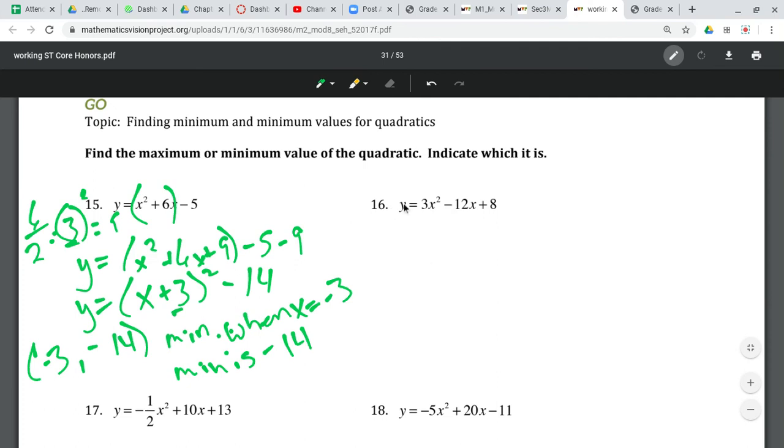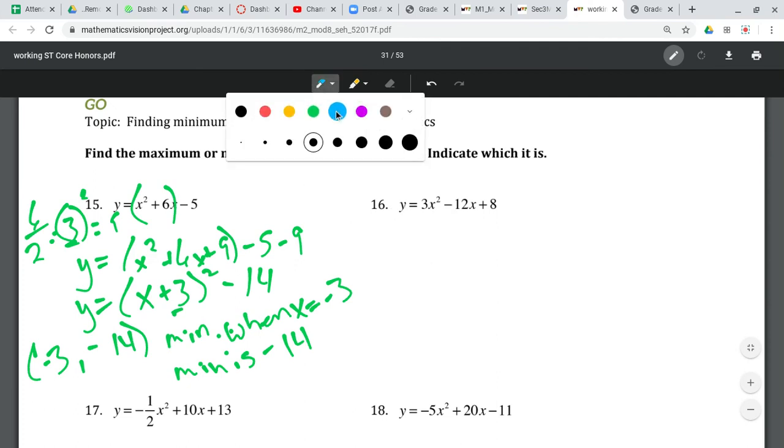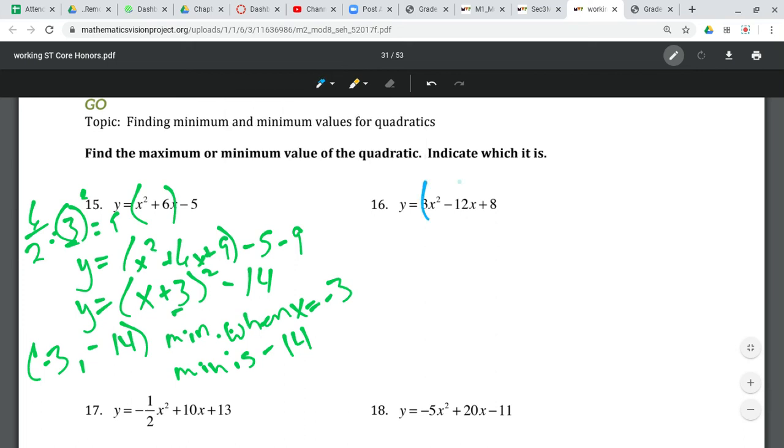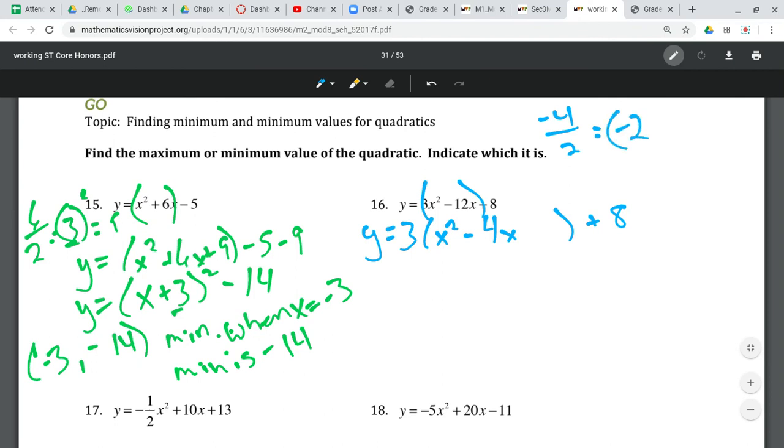All right, next one we're going to look at is 18. So same thing, we're going to group the first two together. Now, these two have a value in common. They're both divisible by 3, so we're going to have y equals 3 times (x squared minus 4x), leave a space, plus 8. Now we take our negative 4, divide it by 2, we get negative 2, and then we square that to get 4. So we're going to add a 4 in here, and we're going to subtract a 3 times 4 here.